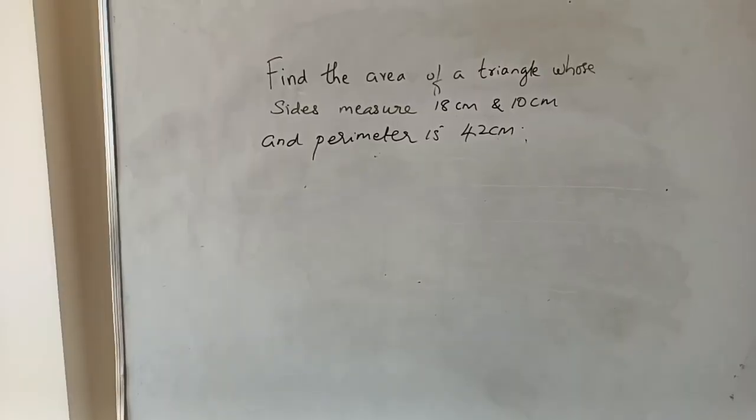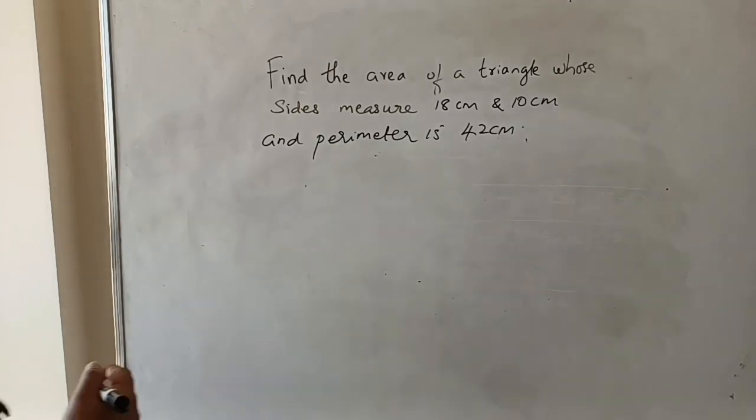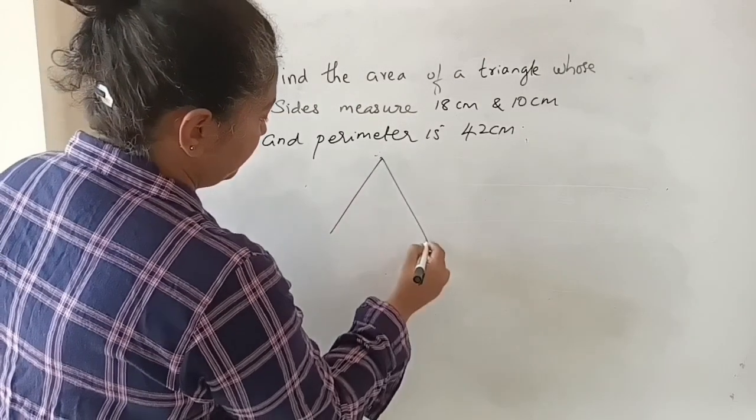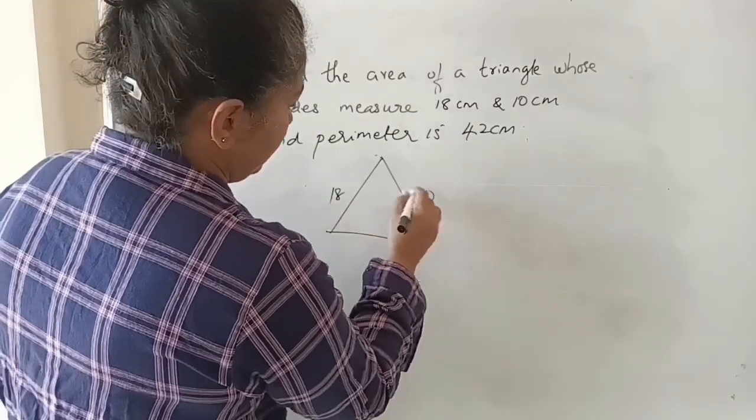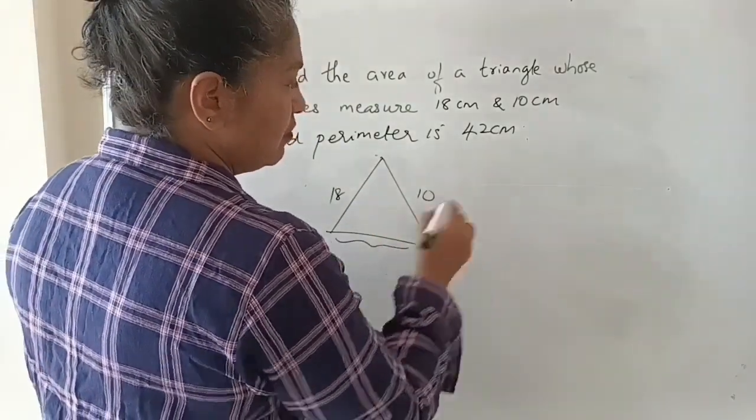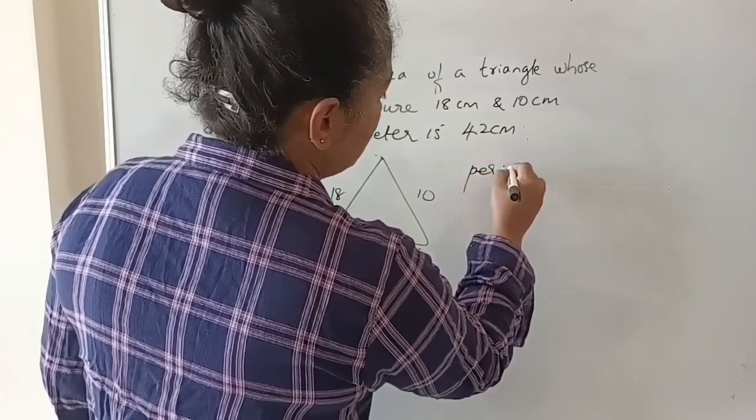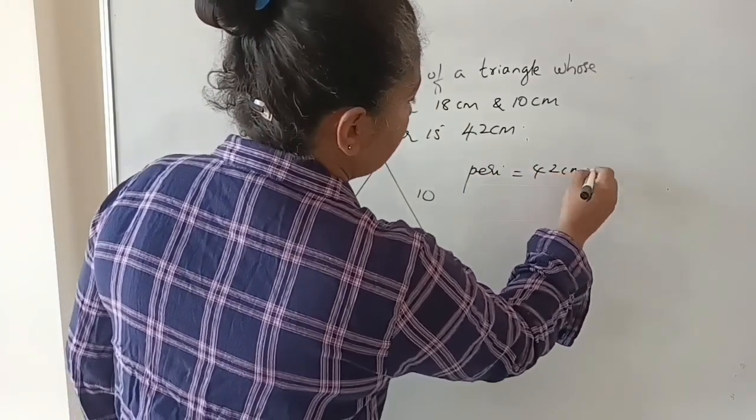So now we have the second sum over here, which is: find the area of a triangle whose sides measure 18 centimeters and 10 centimeters and the perimeter is 42 centimeters. So here you have a triangle with sides 18 and 10. We don't know the third side, but the perimeter is given to you, which is 42 centimeters.